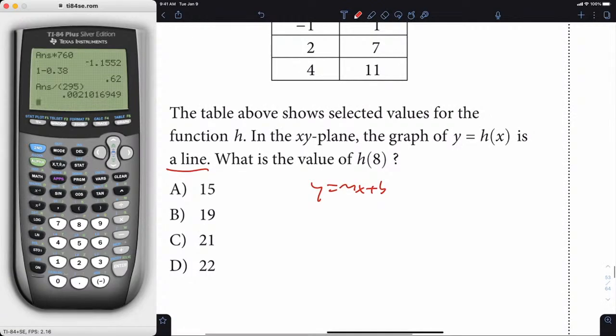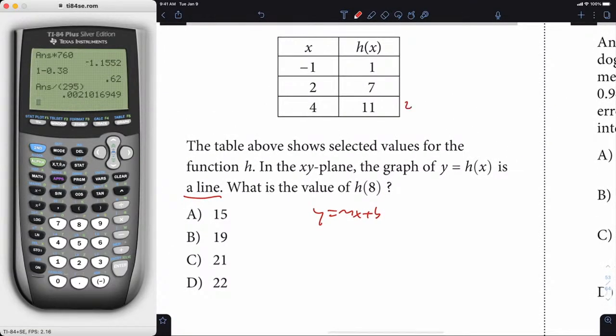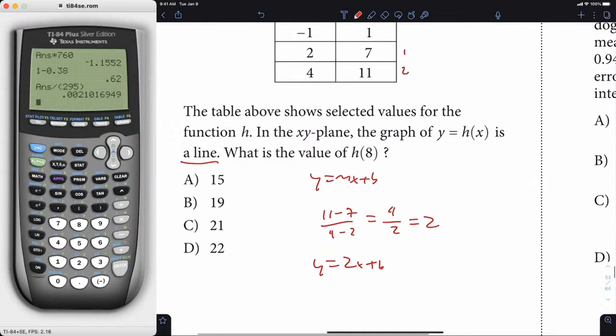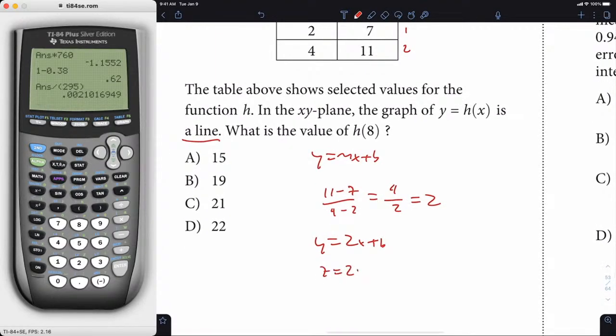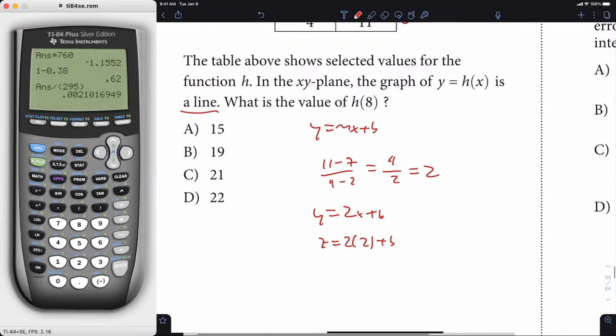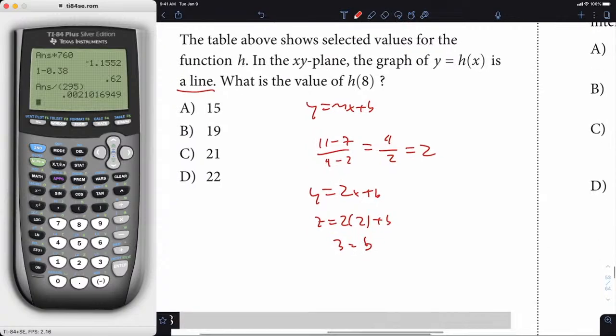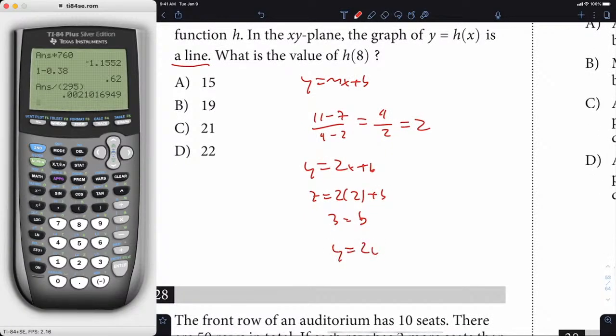How do we find m? Well, we need to find our slope. So let's go ahead and call this point 2, point 1. 11 minus 7 over 4 minus 2 is equal to 4 over 2, which is equal to 2. So y is equal to 2x plus some b value, and we can find that b value by plugging in 7, 2. So 7 equals 2 times 2 plus b. So 3 is b. So then the equation of our line is y equals 2x plus 3. And we want h of 8, so let's plug in 8 for x. So 2 times 8 is 16, plus 3 is 19.